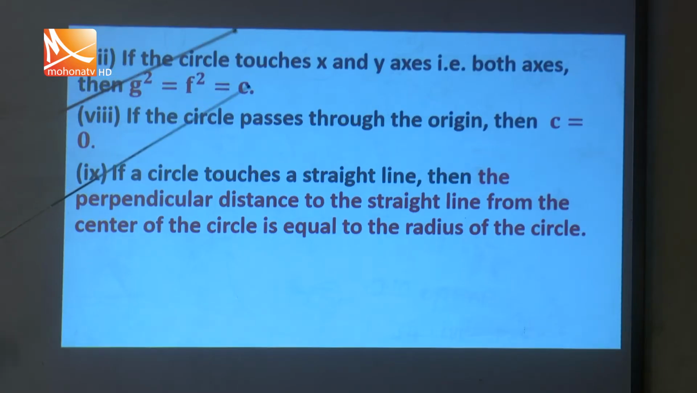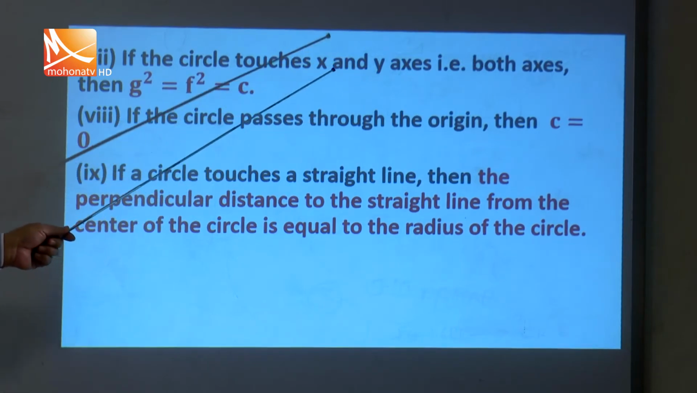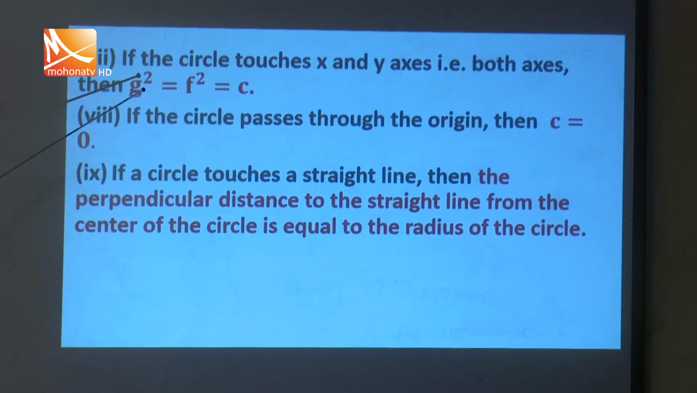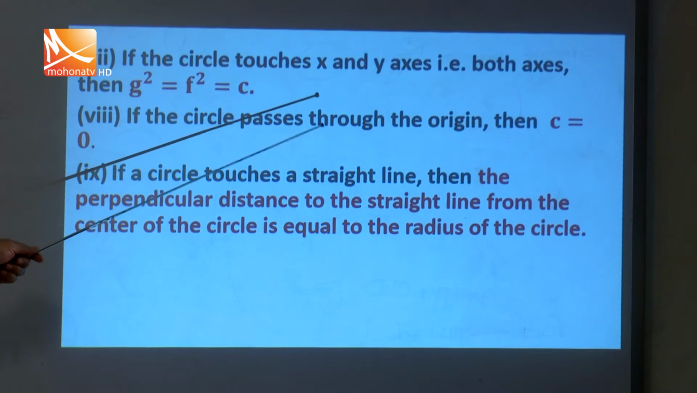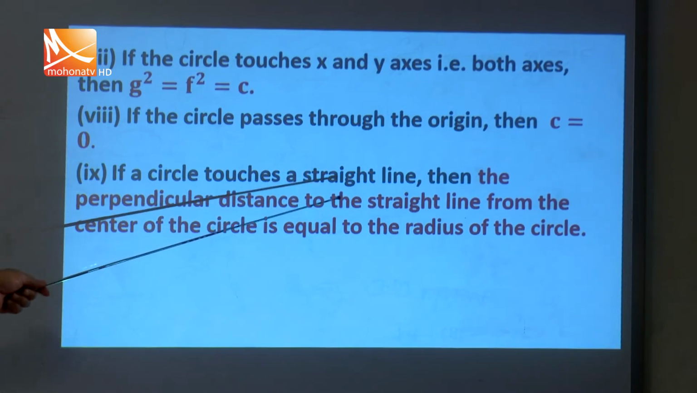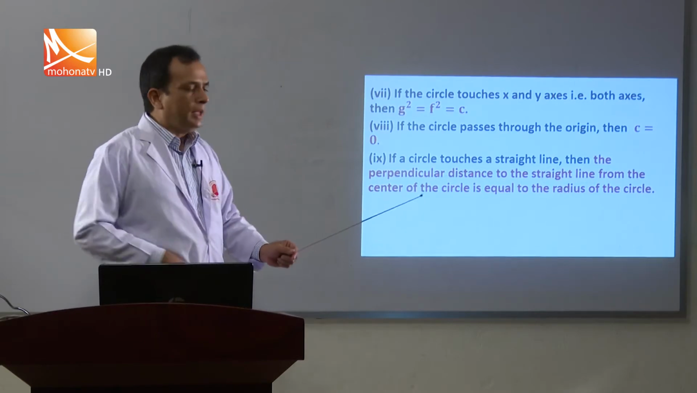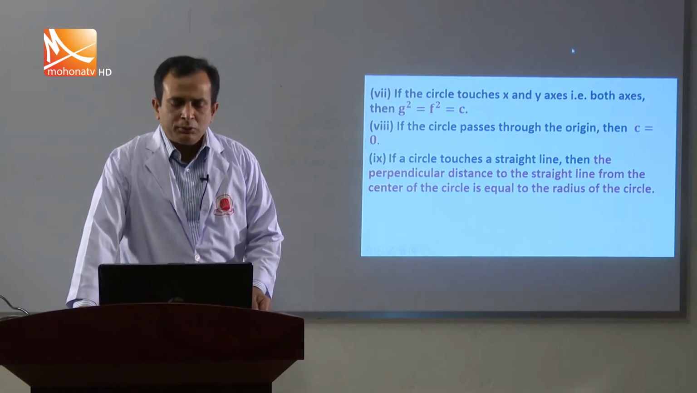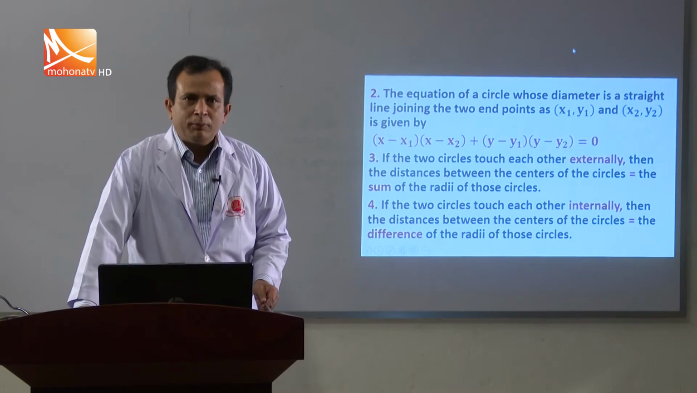If the circle touches both the x and y axes, then we get the relation g square equals f square equals c. If the circle passes through the origin (0, 0), then we get c equals 0. Next, if a circle touches a straight line, this straight line will be a tangent, so the perpendicular distance from the center of the circle to the straight line is equal to the radius of the circle. Okay, now we are going to see the second formula.